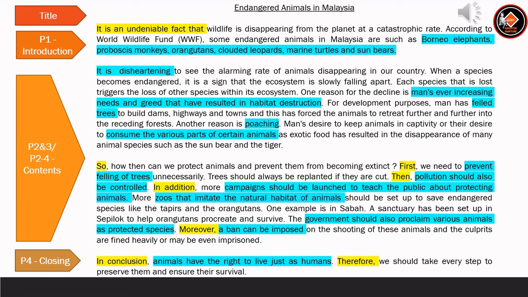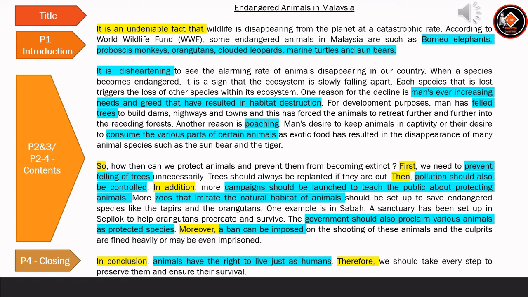First, we need to prevent felling of trees unnecessarily. Trees should always be replanted if they are cut. Then, pollution should also be controlled. In addition, more campaigns should be launched to teach the public about protecting animals. More zoos that imitate the natural habitat of animals should be set up to save endangered species like the tapirs and the orangutans. One example is in Sabah. A sanctuary has been set up in Sepilok to help orangutans procreate and survive.